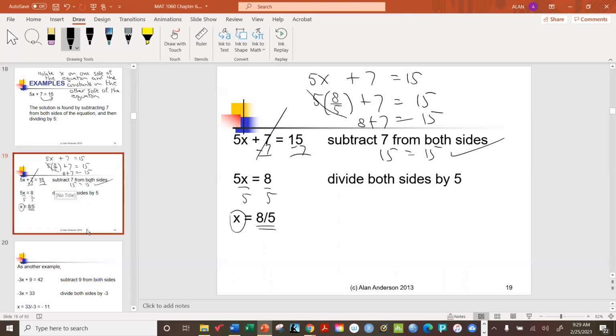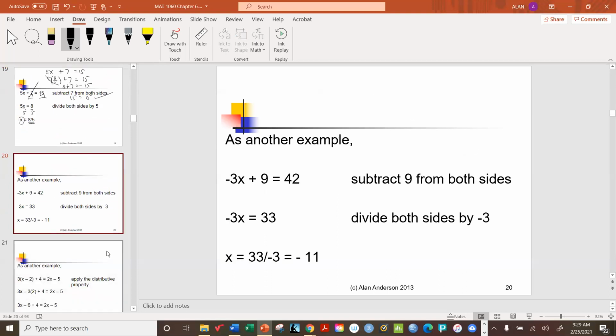All right, now let's try another one. Ooh, this one's a little trickier. First, of course, get this 9 over to the right-hand side by subtracting. Now here we have a -3, so we can just simply divide both sides by that -3. But then don't forget, this ratio of 33 to -3 is not 11, it's -11.